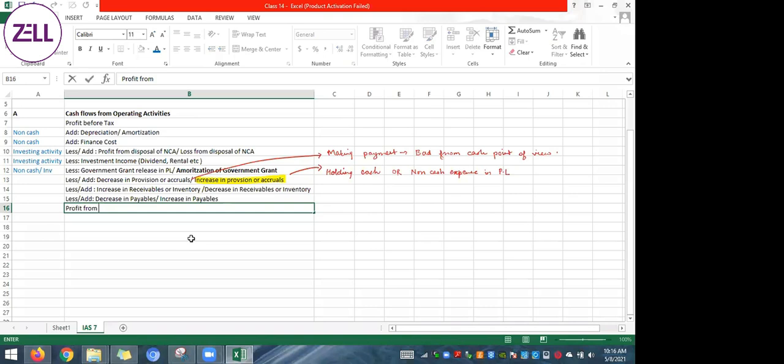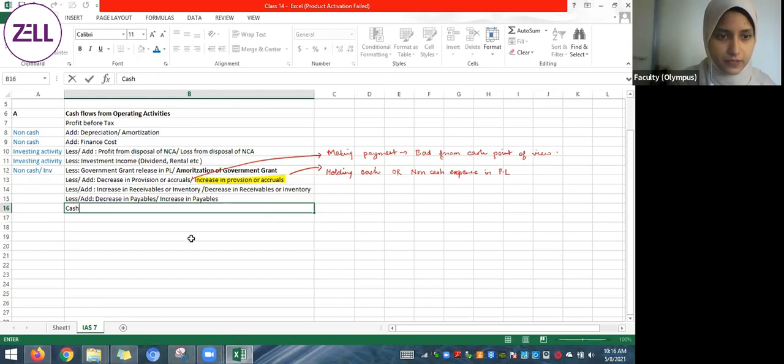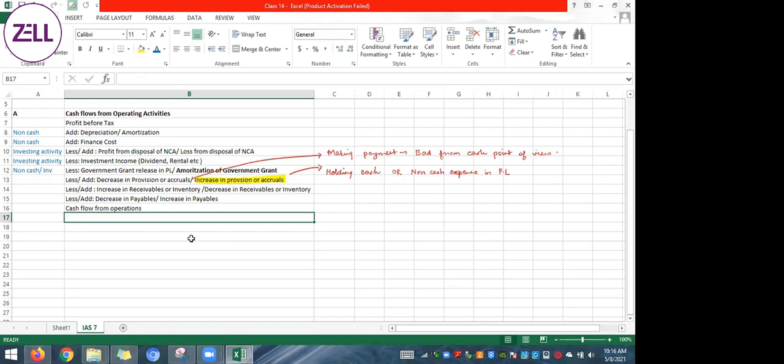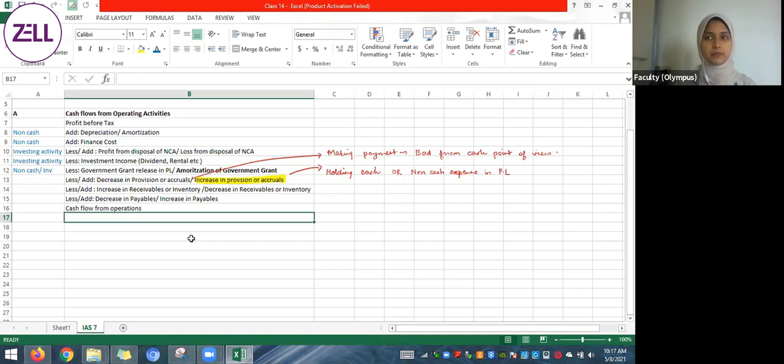Ma'am, I'm getting confused with that. How is an increase in receivables affecting the P&L? I'll just come to it. One second. Then what was your question? I do not get exactly why increase in receivables or inventory is coming in this thing. How is increase in receivables and inventory not coming in P&L? Is increase in receivables not associated with P&L?